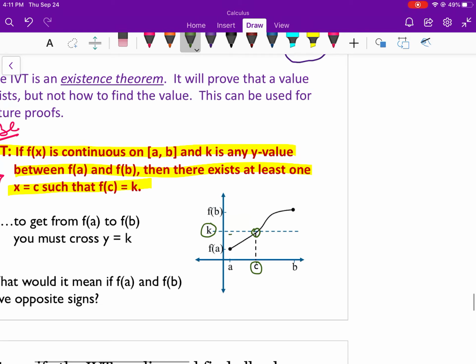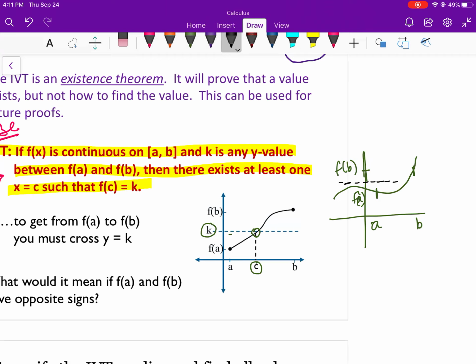Now, if I just draw something like this, maybe this is A, and let's say this is B, and up here would be f of A, up here would be f of B. I think you can see that there's some line coming through here that intersects my curve, and that line is going to be at K. The place where it intersects my curve is going to be this C value.